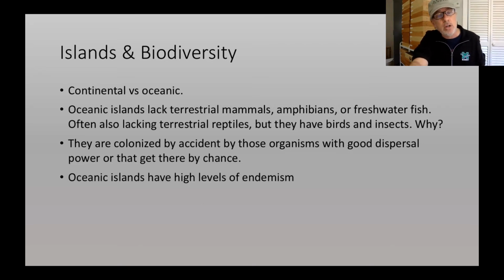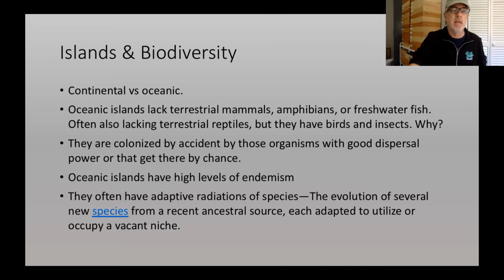Oceanic islands also have high levels of endemism because they're highly isolated. They often have radiations, or adaptive radiations, of species, the evolution of several new species from a recent ancestor.